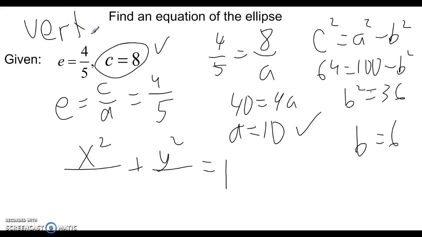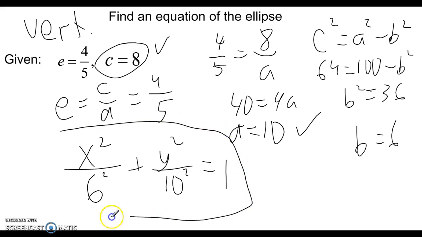If it was vertical, that means the larger number, a is 10, so 10 squared goes underneath there, or 100. 6 squared would go here for b. And that would be the equation for the vertical ellipse. It didn't tell us enough information, so it would have to tell us, hey, this is vertical, or hey, this is horizontal, and then we'd be able to solve that. That's the end of the lesson.